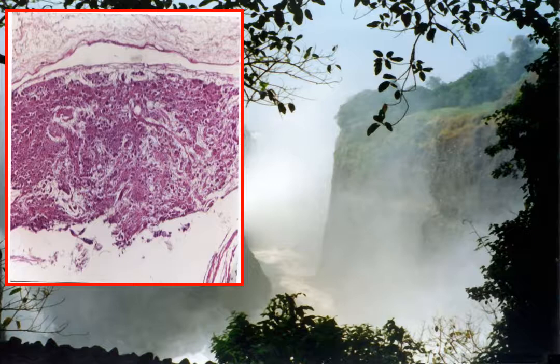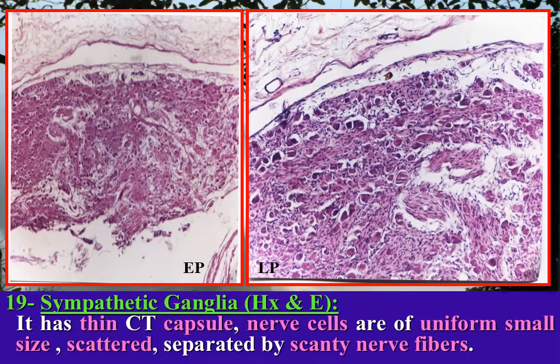Sympathetic ganglia stained with hematoxylin and eosin, examined by eyepiece and low power. It appears small, ovoid in shape, has a thin connective tissue capsule. Nerve cells are multipolar, irregular in shape, of uniform size, scattered in the ganglia, separated by scanty, non-myelinated nerve fibers. Satellite cells or capsular cells are few and less distinct because of the numerous dendrites of the multipolar nerve cells. They are only present in the large ganglia around nerve cells.